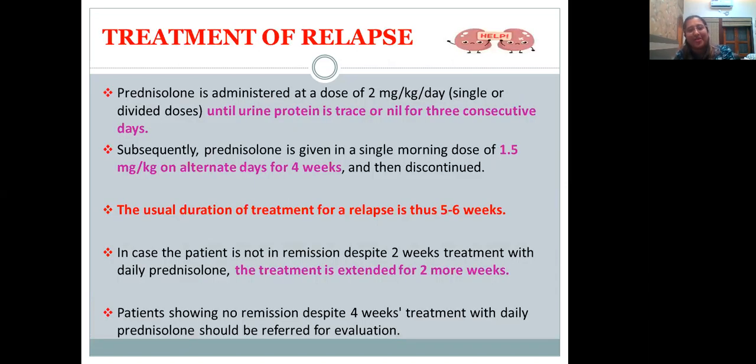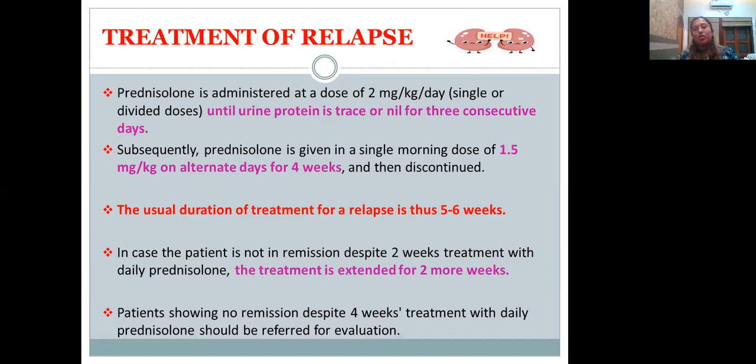Now coming to treatment of relapse. Relapse is a very important part of nephrotic syndrome, and therefore it has to be treated properly. Prednisolone is administered at a dose of 2 mg per kg per day, single or in divided doses, until urine protein is trace or nil for 3 consecutive days. In the initial episode, we give steroid therapy for 6 weeks at 2 mg per kg.